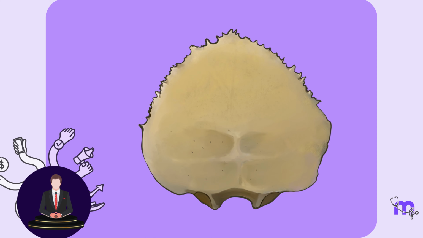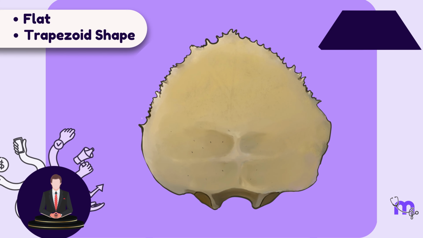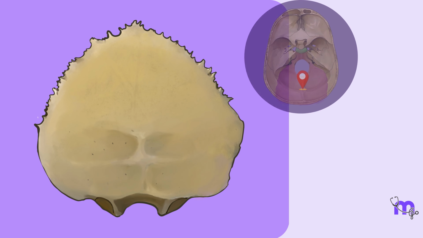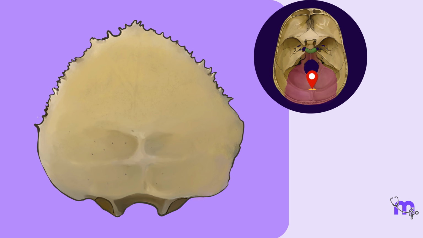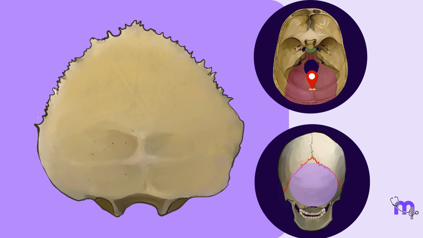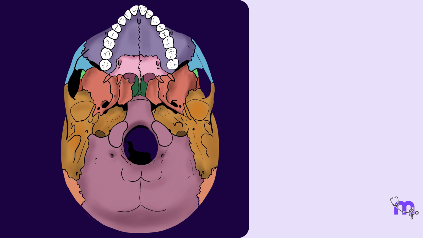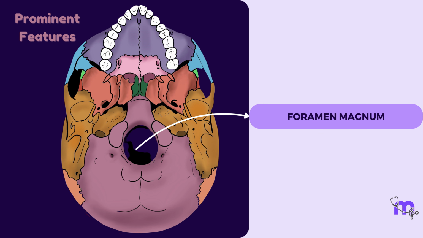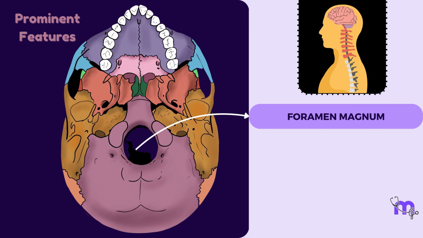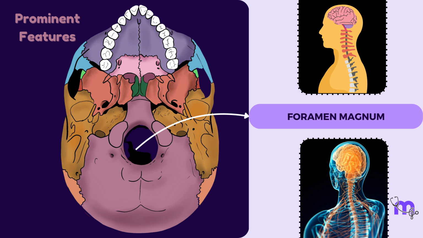The occipital bone is a flat, roughly trapezoidal-shaped bone located at the lower back portion of the cranium, forming the back of the skull. It is one of the main bones that make up the human skull. One of the most prominent features of the occipital bone is the large opening, called the foramen magnum, which allows the spinal cord to connect to the brain and form the central nervous system.